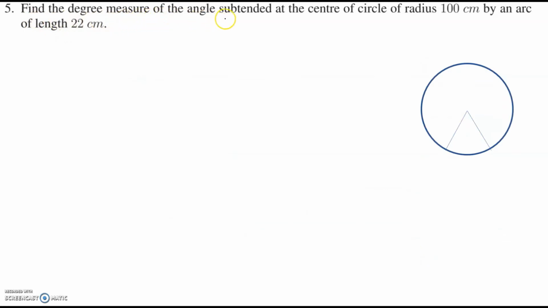Find the degree measure of the angle subtended at the center of a circle of radius 100 centimeters by an arc of length 22 centimeters. So here you're given the radius of the circle as 100 centimeters and this arc length is given as 22 centimeters. So you need to find the angle theta. So let's define the radius r is equal to 100 centimeters and then the arc length is equal to 22 centimeters.